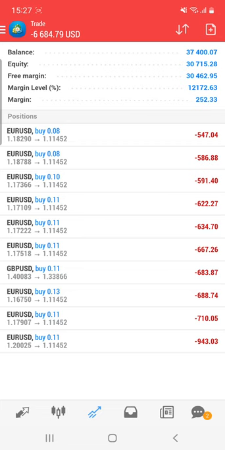So currently we are seeing one account where the current loss is 6683, and definitely we are going to discuss how the trades have been taken and what the account is. First of all, this is the loss account we have taken.